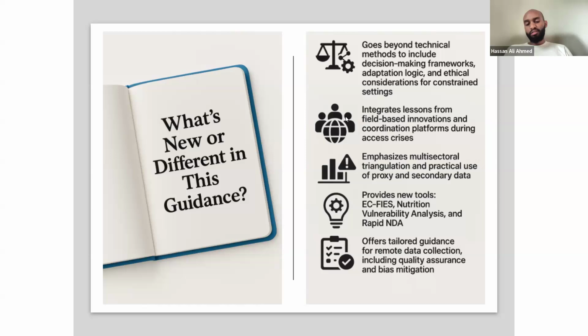Fourth, the guidance introduces new tools, such as the EC-FIES, the Early Childhood Food Insecurity Experience Scale for measuring childhood food insecurity, the Nutrition Vulnerability Analysis Method for estimating nutrition risk without surveys, and the Rapid Nutrition Determinant Assessment for rapid qualitative insights. Lastly, it provides tailored advice for remote data collection, addressing common risks like selection bias, poor data quality, lack of digital literacy.